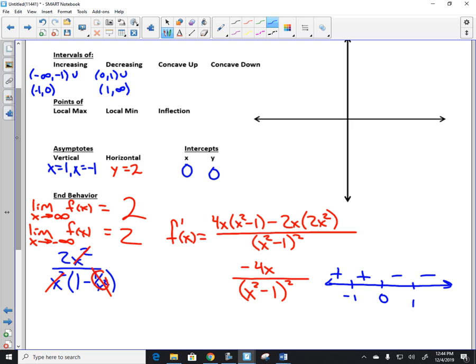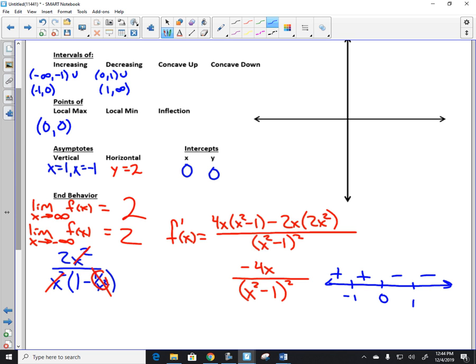What other information can I glean from this other than the intervals of increasing and decreasing? Local max and local min. Local max and local min occur when it changes sign. Where does it change sign? 0. Is 0 part of the original domain? Yeah, it is. It's part of the domain. 1 and -1 are not. So is it a local min or a local max? Why? Changes from positive to negative. Very good. So local max occurs at 0.